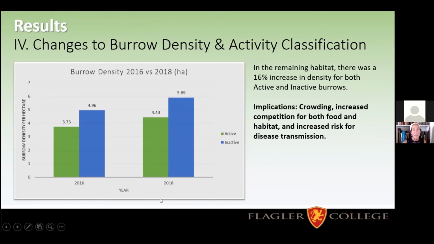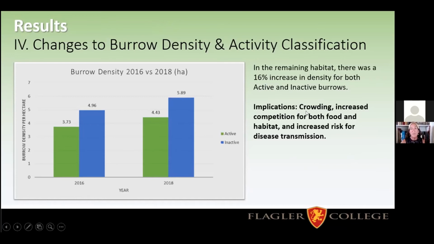Similarly, in 2018, we have an increase in burrow density. Inactive burrows increase in density from one year to the next, and the active burrows increase in density from one year to the next, the pre- and post-hurricane years. So overall, in both cases, it was about a 16% increase in density for both inactive and active burrows, pre-hurricane to post-hurricane, again indicating more dense crowding of the gopher tortoise burrows in a smaller area that they could stay in.